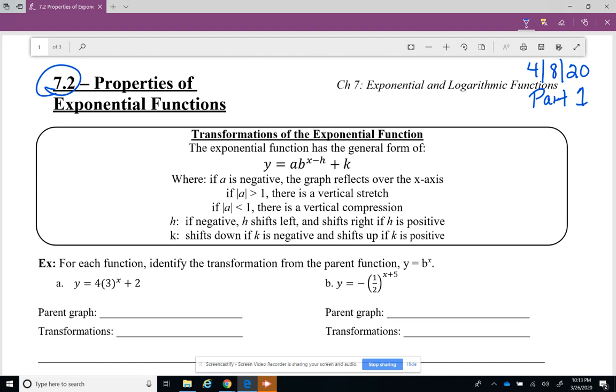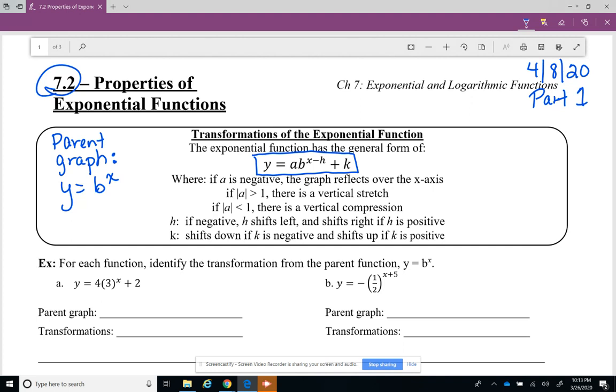All right, let's start with what the parent graph looks like for an exponential function. The parent graph is going to look like what we've been working on: y equals b to the x. Remember, b was the base and x was the exponent. All right, let's go over the exponential function's general form. It looks pretty familiar.